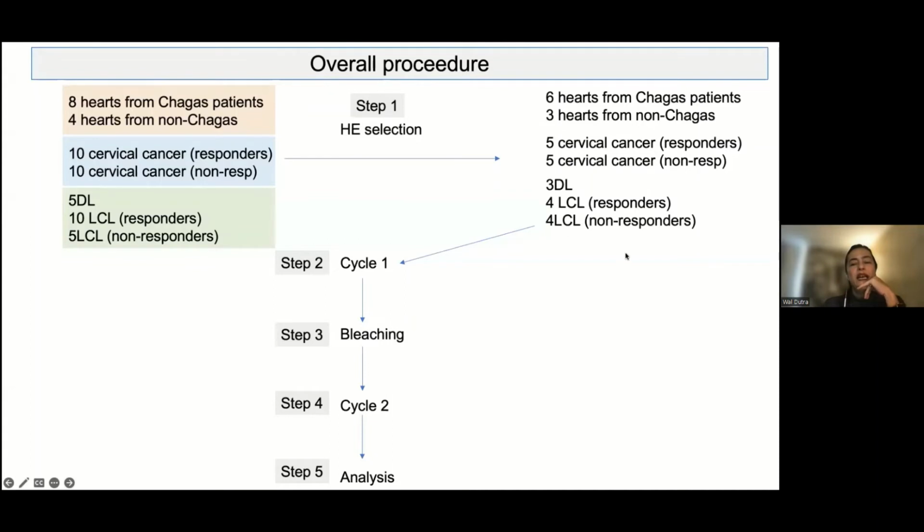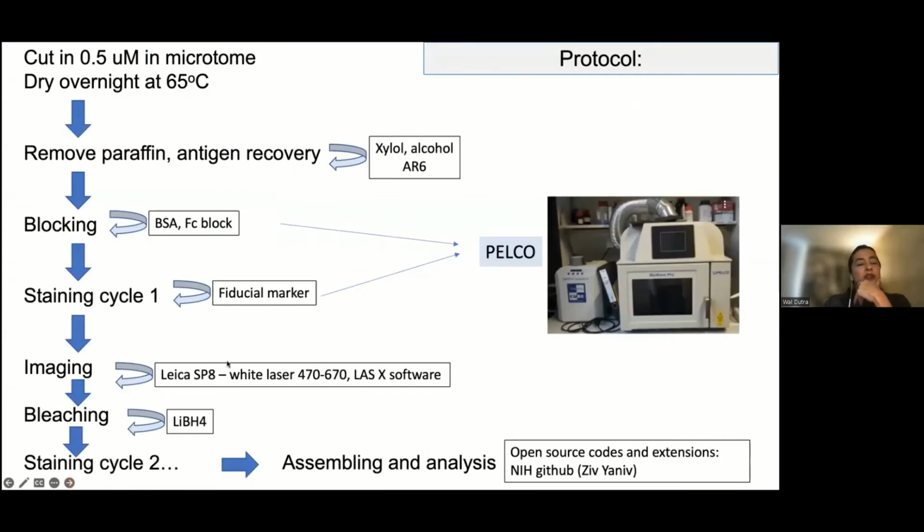So after we selected the different samples, we did what IBEX does. We did the cycling: first cycle, collected, bleached, second cycle, and then we did the analysis. So this is a little bit more detail of the protocol.